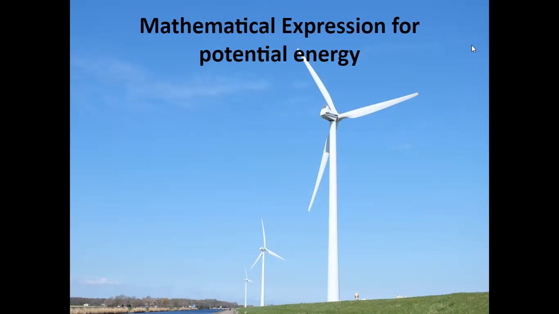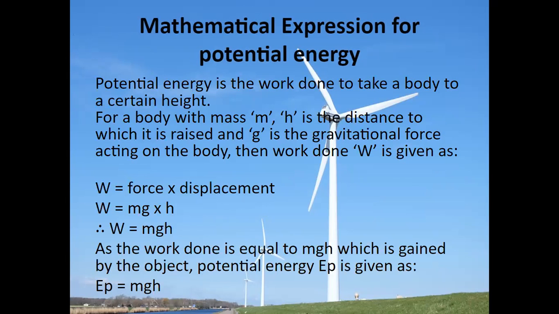Mathematical expression for potential energy, that means the mathematical formulation for the potential energy. Okay. Potential energy is the work done to take a body to a certain height. We know that potential energy means the energy possessed by the object due to its position. When we are keeping the object in that position, that is known as the work done. When we are placing the object at a certain height, that is the work done here.